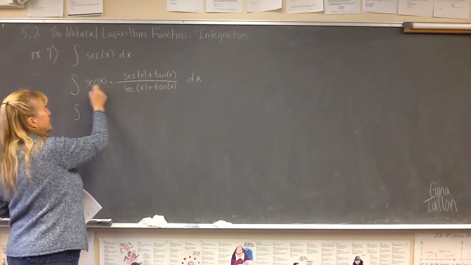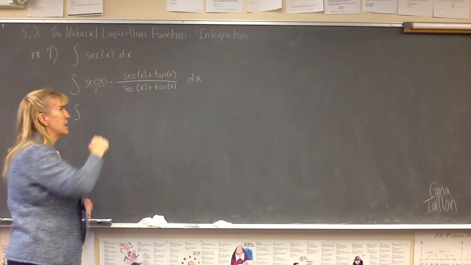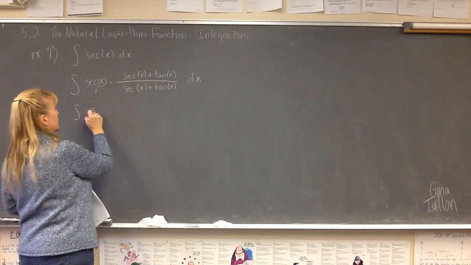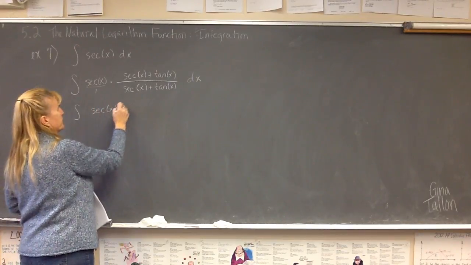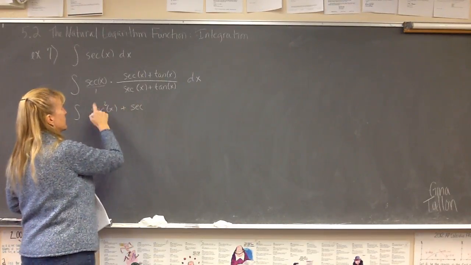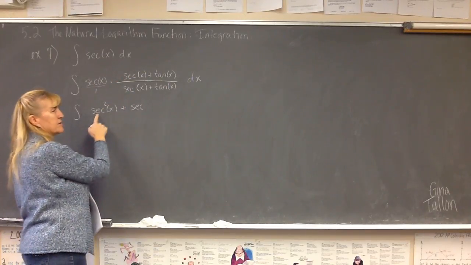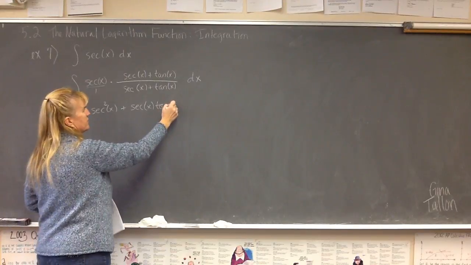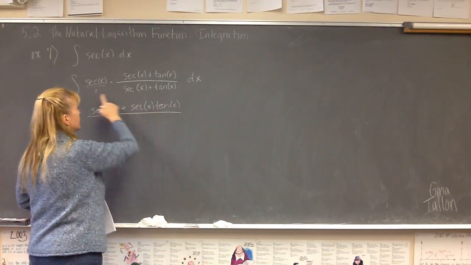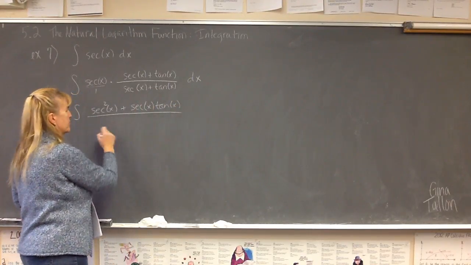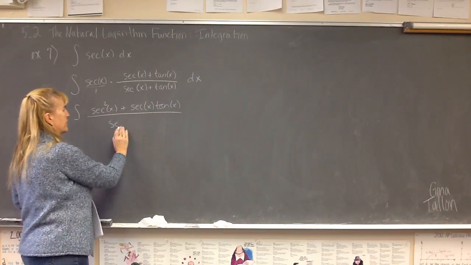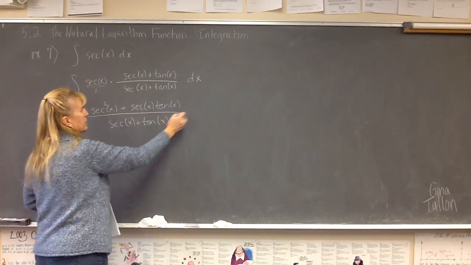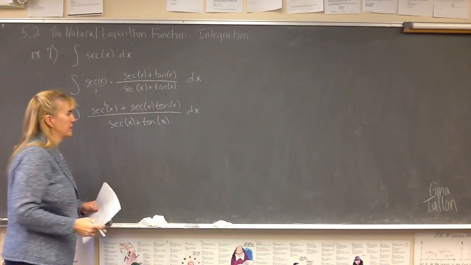Now I'm going to take this secant x, which is really over 1, and I'm going to distribute it over the two terms in that fraction. So I end up with secant x plus secant squared x, because secant x times secant x is secant squared x, plus secant x times tangent of x, all over 1 times anything is anything, so just copy secant of x plus tangent of x with respect to x.